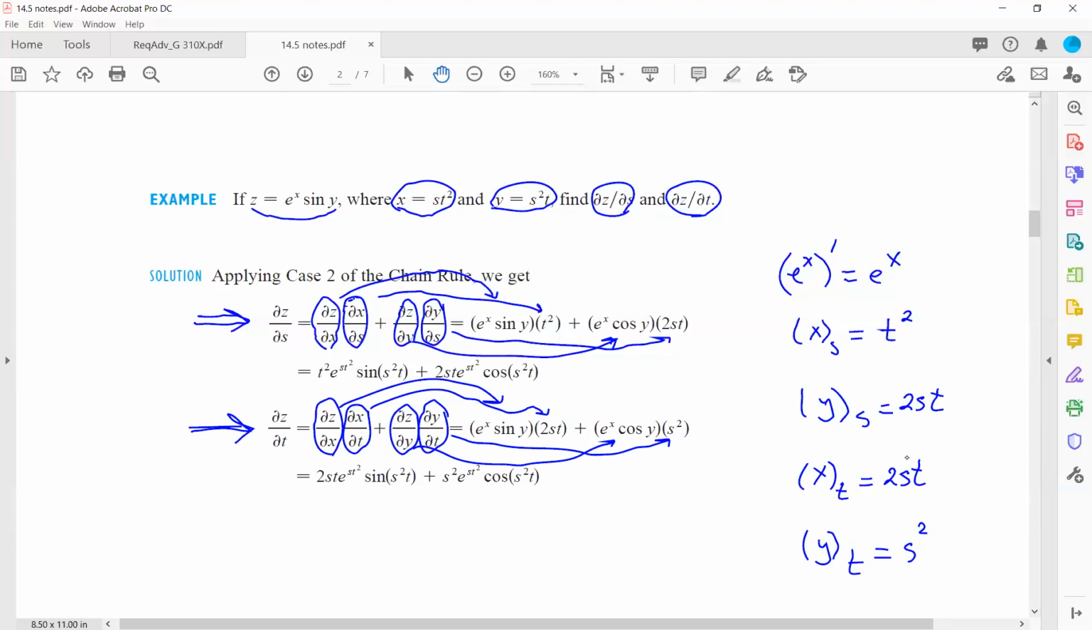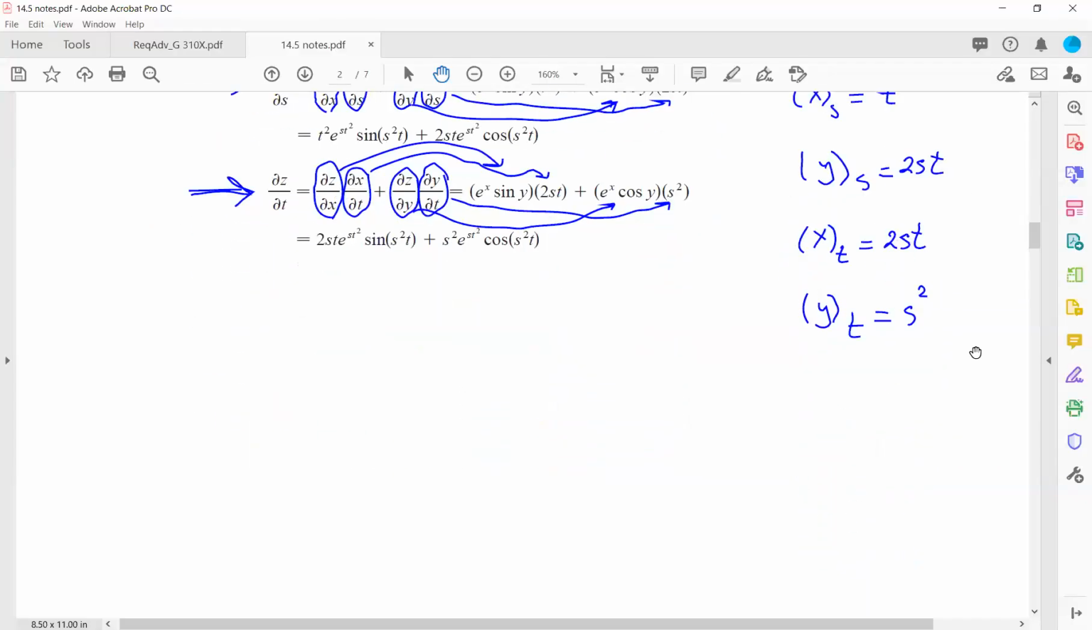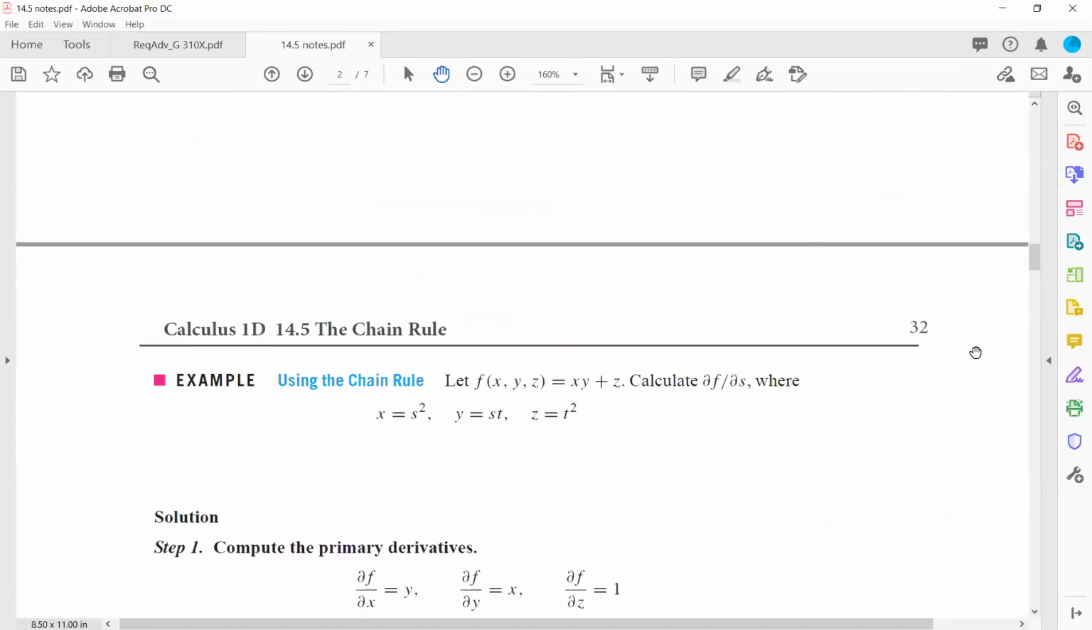So you write the derivative of the function with respect to these two new variables. Let us continue. Another example.